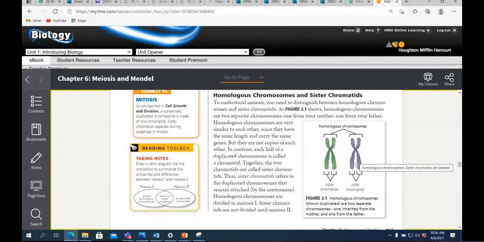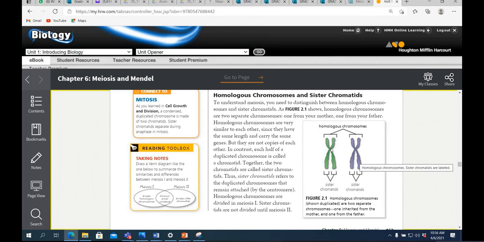In contrast, each half of a duplicated chromosome is called a chromatid. So this half of a green chromosome is known as a chromatid, and this is another chromatid. Together, the two chromatids are known as sister chromatids. Thus, sister chromatids refer to the duplicated chromosomes that remain attached by the centromere. The point at which both these sister chromatids are attached or overlapped is known as a centromere. These two sister chromatids further divide into single chromatids when the cell division takes place.